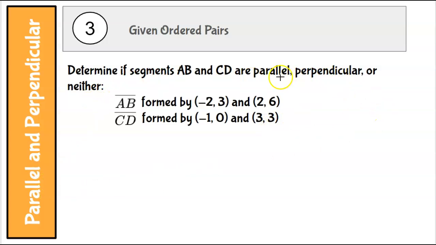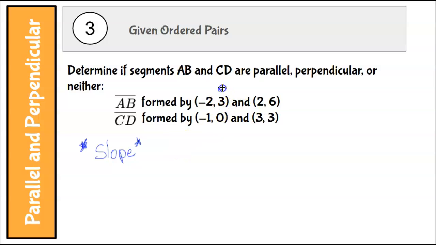When you see this question that's asking about parallel, perpendicular, or neither, alarm bells should go off in your brain and say, slope, slope, slope. It has to do with the slope. No alarm bells? Well, they should be going off. Parallel, perpendicular, or neither has to do with the slope. So start finding the slope.